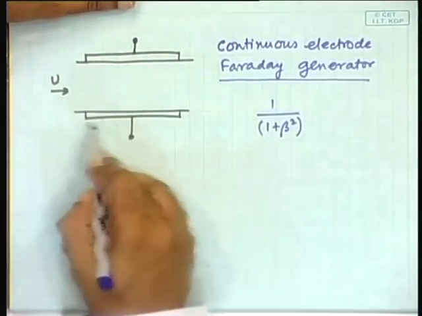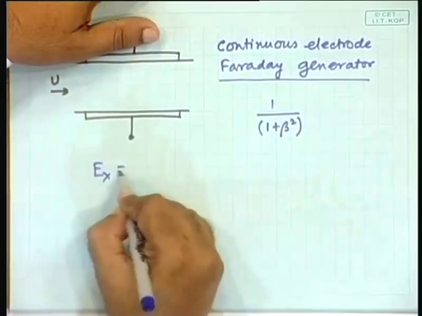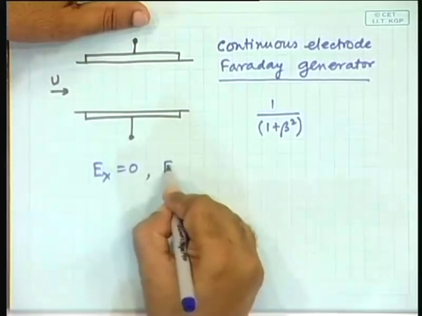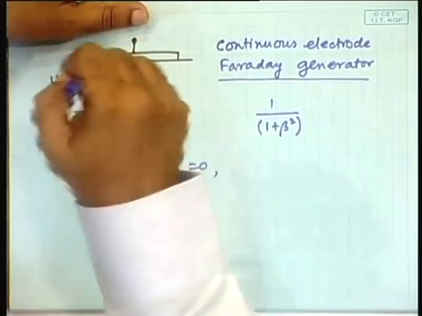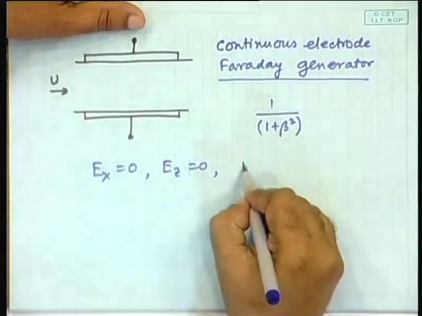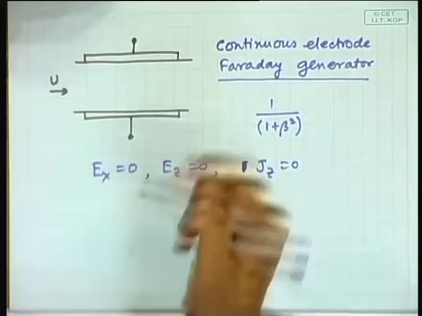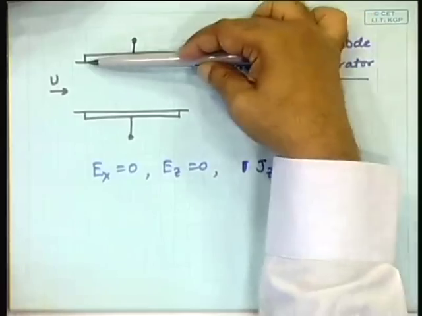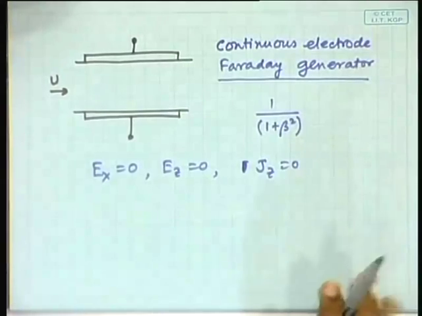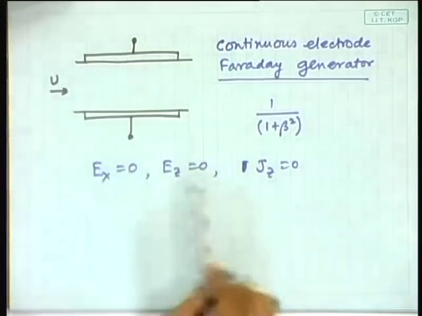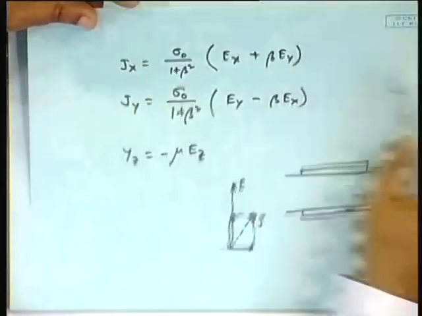In this case, the boundary conditions are E x is 0, there is no voltage allowed in the x direction because we have continuous electrode. E x is equal to 0, E z is also equal to 0, and in the z direction we have no electrode, and therefore, there is no current that can flow. J z is 0. But there is current that can flow in the x direction, can you see, through the electrode. So that is not 0. Current will flow in this direction, that is not 0. So, these are the boundary conditions. If you put that in these equations, what do you get?